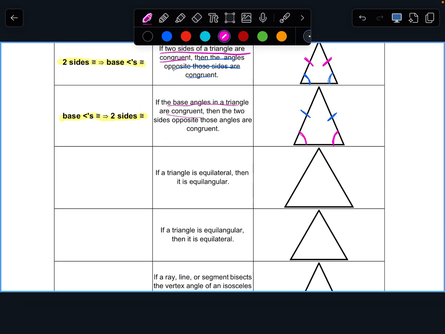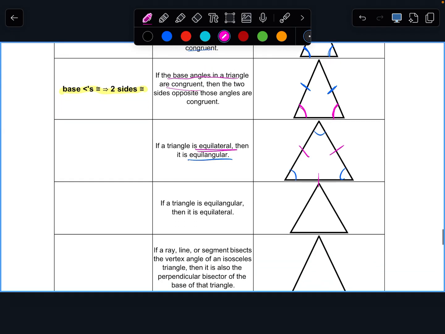This I think you already knew. If it's equilateral, then it's equiangular. Did you know? And if it's equiangular, then it's equilateral. These are called corollaries. They come from the other theorems. You don't need to know that. That's just a fun fact for today.